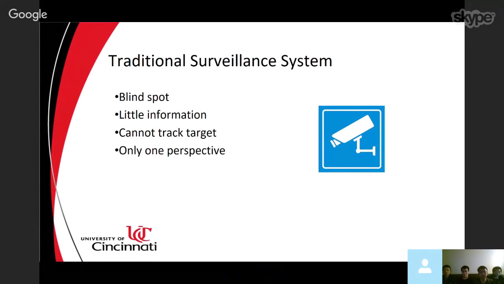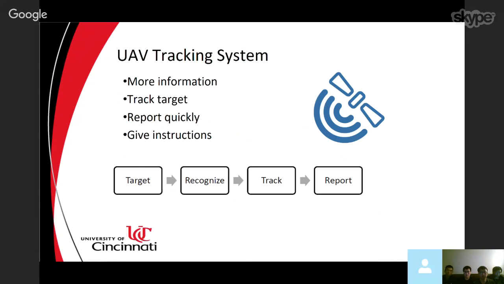This is a disadvantage of the traditional surveillance systems. It has a blind spot and it can only send little information. It cannot track targets and can observe only one perspective. This is our UAV tracking system's advantage. It can save more information, track targets and report quickly. And we can give instructions to our tracking system by our personal computer.